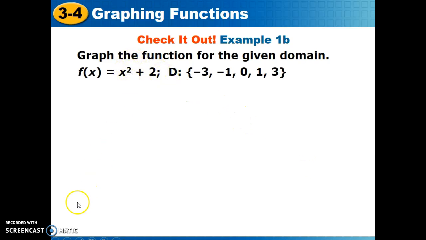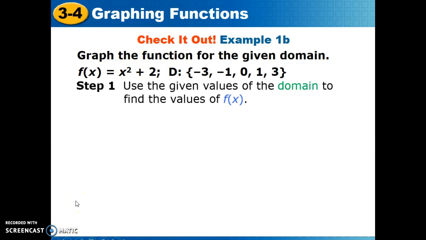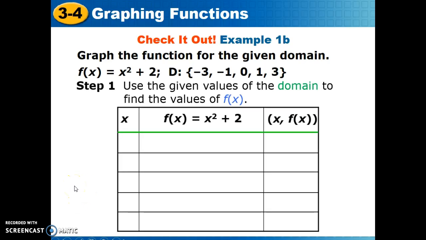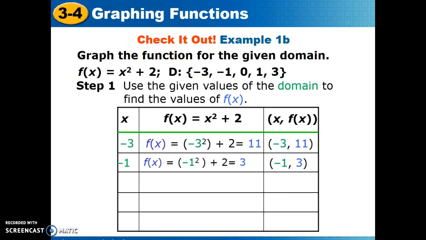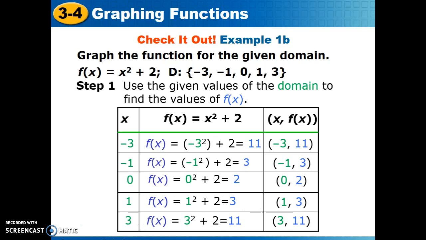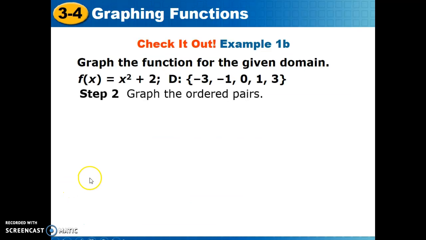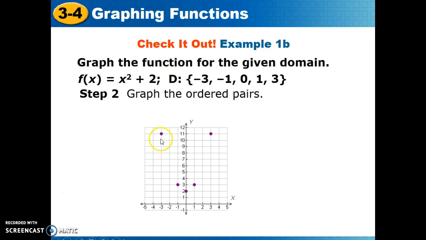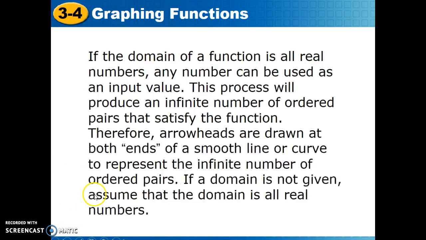Notice the exponent 2. So the exact same steps, we want to use the given values of the domain. They are given in the brackets above. We create our table, input the values of the domain into the function, squaring x each time, and adding 2. We get the ordered pairs given on the right-hand side of our table, and graphing, again, gives us a quadratic function and a parabola form.